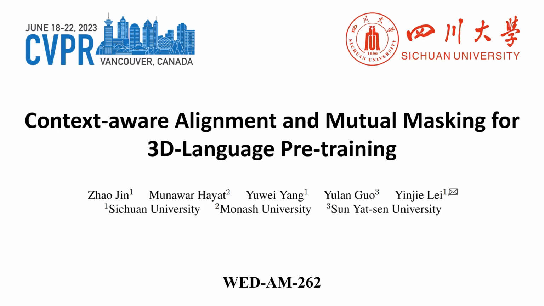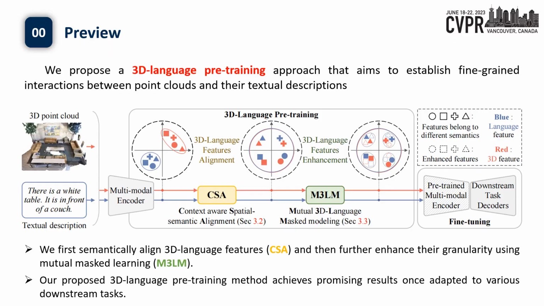Hi everyone, I'm glad to introduce our work in CVPR, context-aware alignment and mutual masking for 3D language pre-training. To begin with, let me introduce a preview of our work. In this paper, we propose a 3D language pre-training approach that aims to establish fine-grained interactions between point clouds and their text descriptions, thus learning universal multimodal features for various 3D vision language tasks.